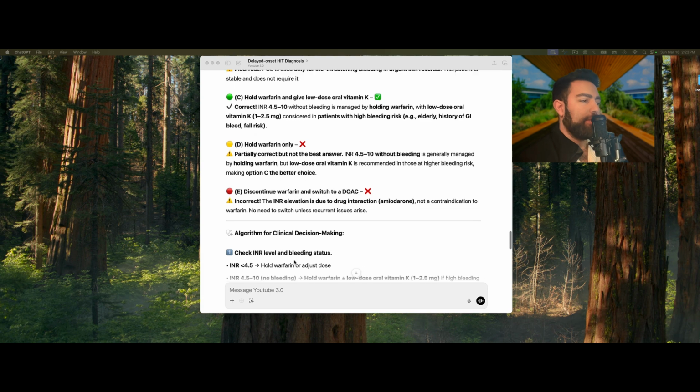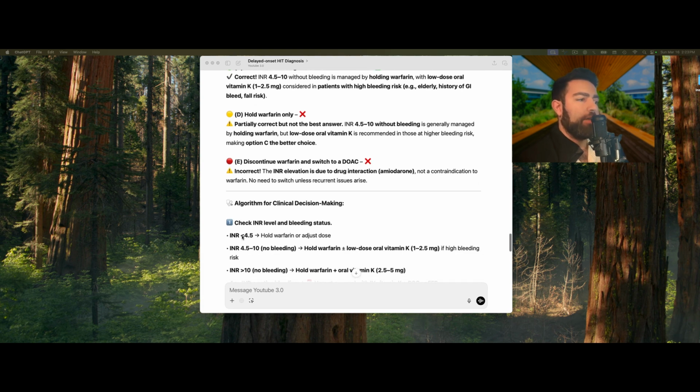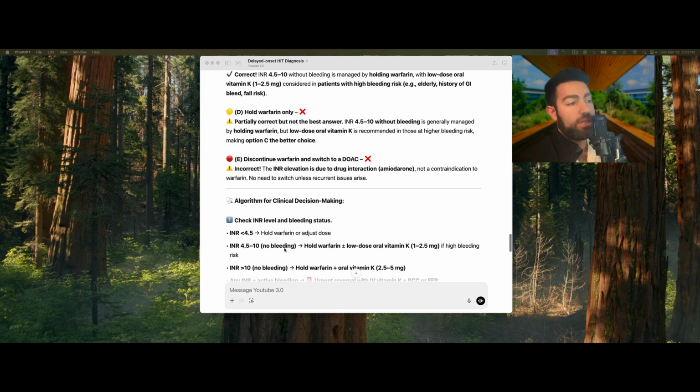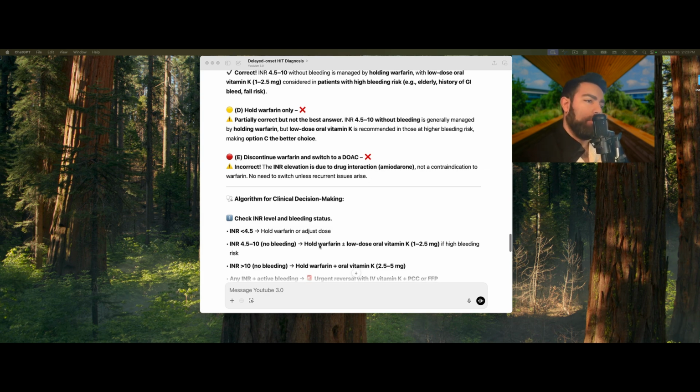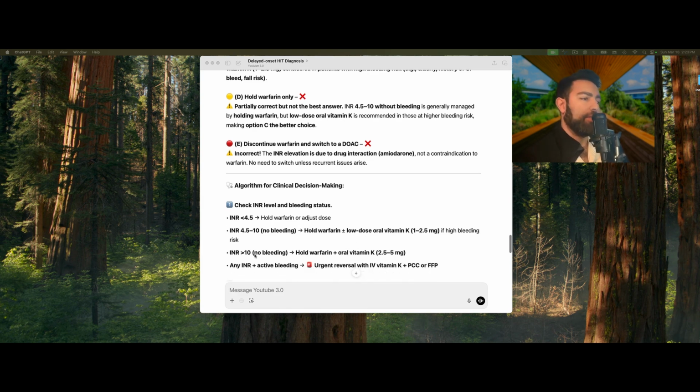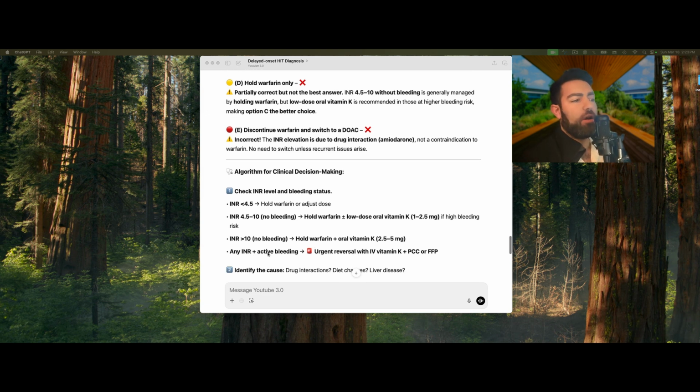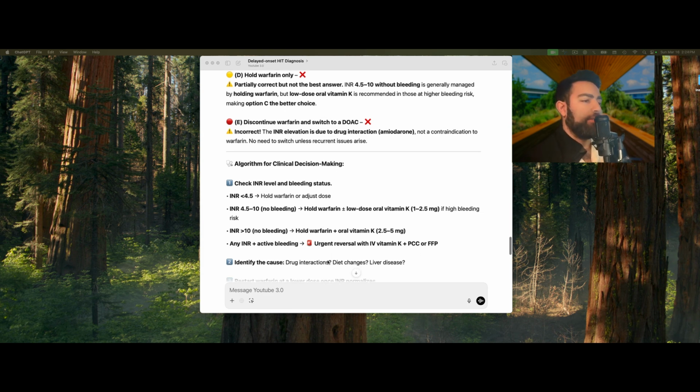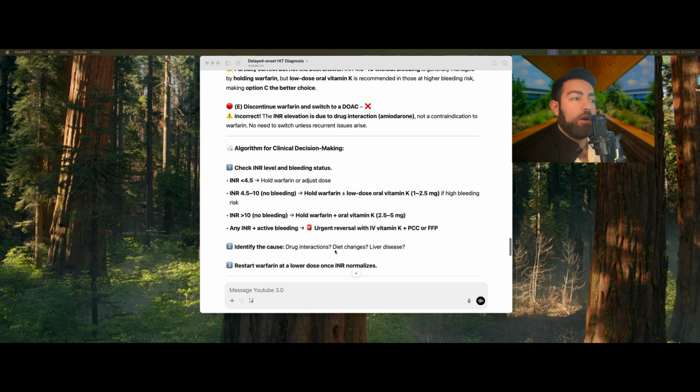So that makes sense. And then here's the algorithm. If the INR is less than 4.5, hold the warfarin or adjust the dose. If the INR is 4.5 to 10 with no bleeding, you can hold the warfarin and give oral vitamin K if the patient has high bleeding risk. If INR is greater than 10 and there's no bleeding, you still have to give the oral vitamin K and hold the warfarin. If any INR with active bleeding, you have to urgently reverse with IV vitamin K, PCC, or FFP. And always try to identify the cause.